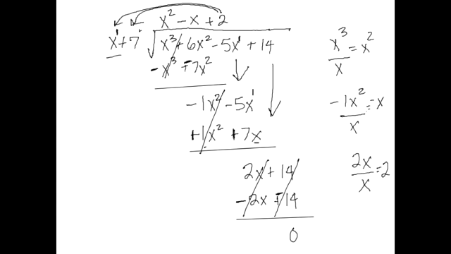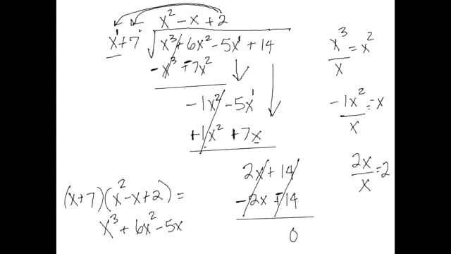If you have a remainder of 0, then what that simply means is that x plus 7, which is the divisor, times the quotient, which is what we ended up with as our answer, is equal to the dividend, which was the x cubed plus 6x squared minus 5x plus 14. So here is my divisor. This is my quotient with no remainder, and this is my dividend.